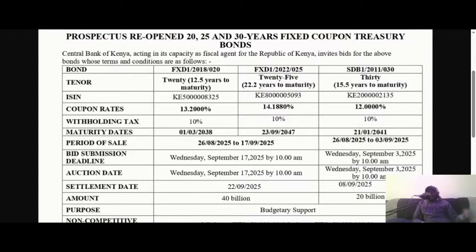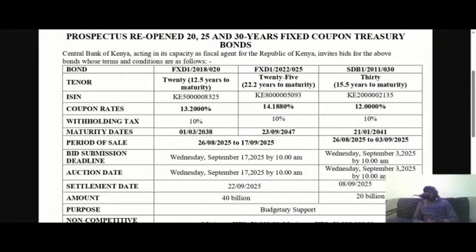So let's dive into the particular bonds so that we get to understand. Before you make an investment decision, it's important to understand what you are signing up for, so that you don't end up messing your cash flows and your investment goals. Now, the prospectus for the reopened 2025 and 30 years fixed coupon bonds covers a long period of time. So it clarifies the fact that we are talking about long-term engagements, long-term debts.